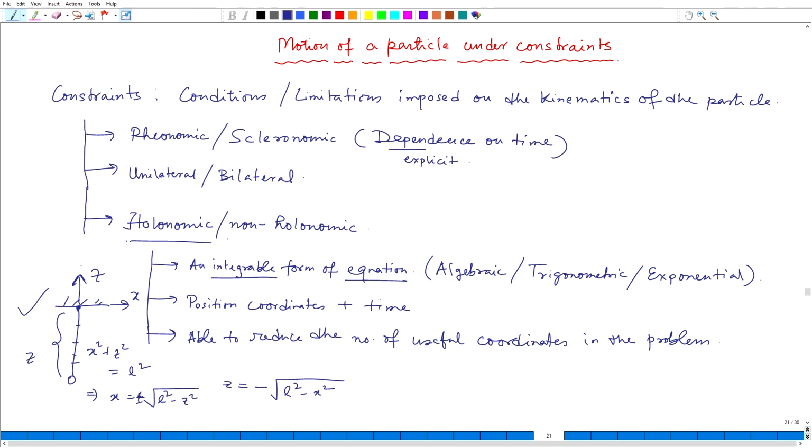Then we also said that it is not always compulsory that the a priori form of a holonomic constraint contains only position coordinates and time.